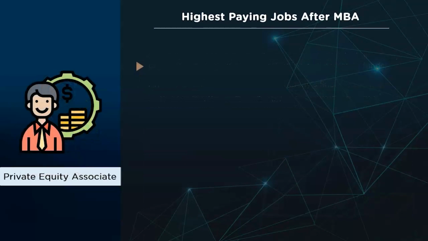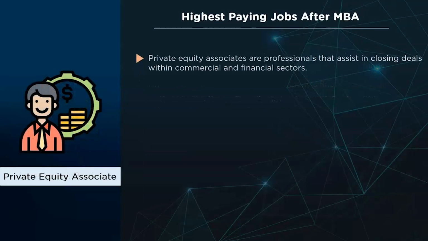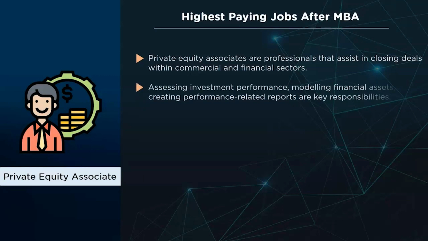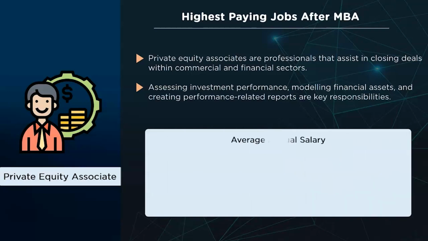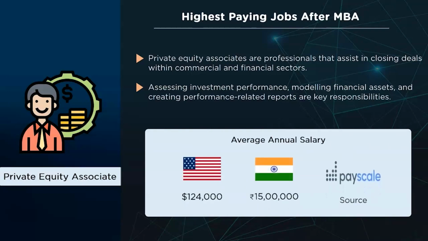Next, we have private equity associate. These professionals assist in closing deals within commercial or financial sectors. These individuals work with private equity companies to study and monitor data, identify possible investment opportunities, and raise funds coming from external investors. The key responsibilities in this profession include assessing investment performance, modeling financial assets, and creating reports that show performance-related patterns. In the United States, the average annual salary is roughly $124,000, whereas in India it is 15 lakh rupees per annum.